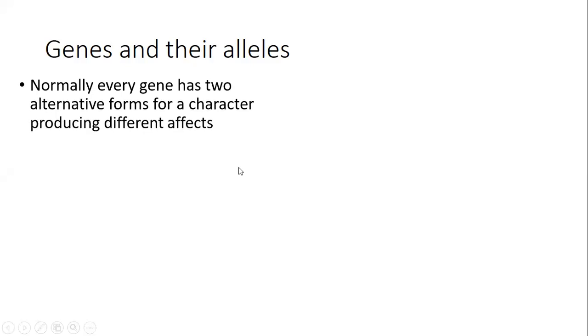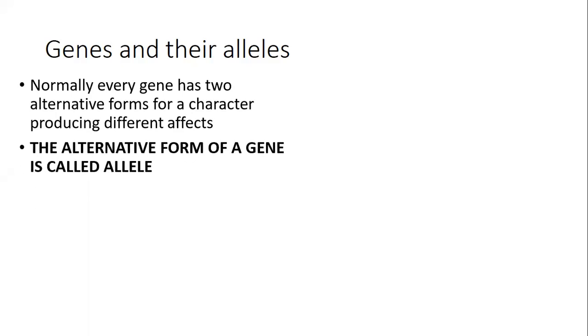Normally every gene has two alternative forms for a character, producing different effects. For example, if we consider height, it can be either tall or short. So we use dwarf in place of short. The alternative form of a gene is called an allele. So this is the definition. There are two forms of a gene, and tall and dwarf are the alleles.